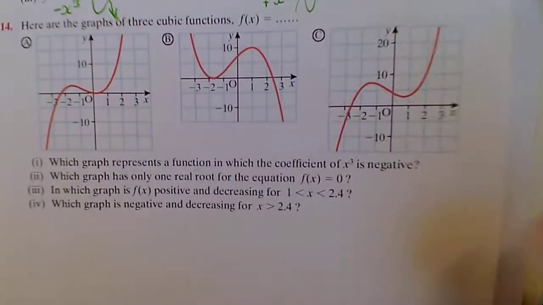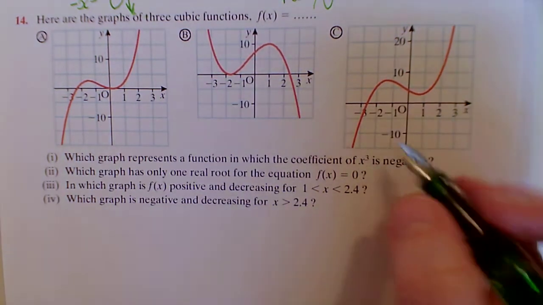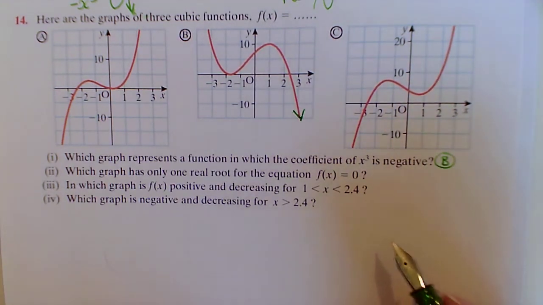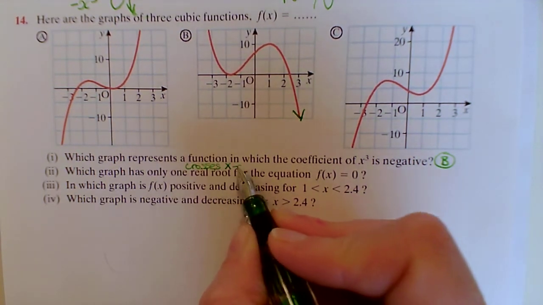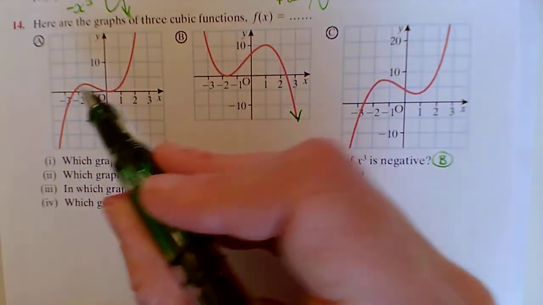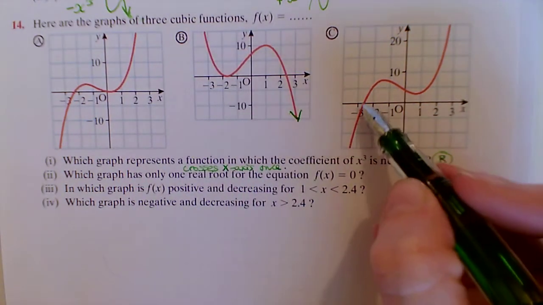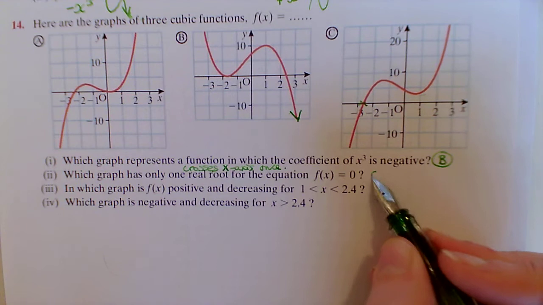Okay, let's look at question 14, where they're showing us the graphs of 3 different cubic equations, and they ask us which graph represents the function in which the coefficient of x cubed is negative, the one that finishes pointing down, so graph B. Which graph has only one real root, so it means it crosses the x-axis one time for this equation. And let's see, this crosses the x-axis twice, this crosses the x-axis twice, so only this one crosses the x-axis only once. So we've got complex roots up here, and that means graph C.